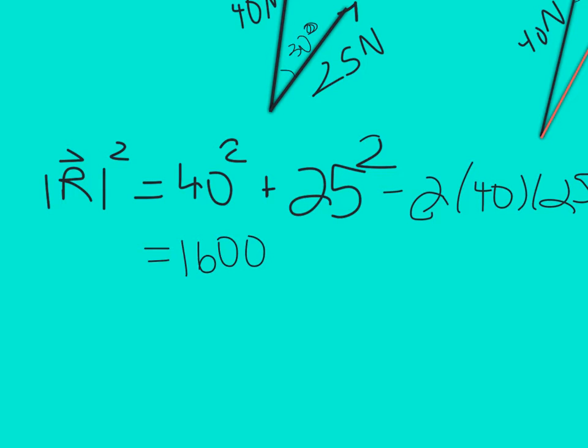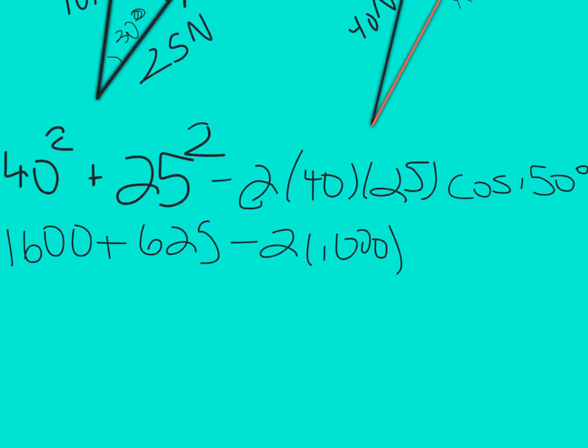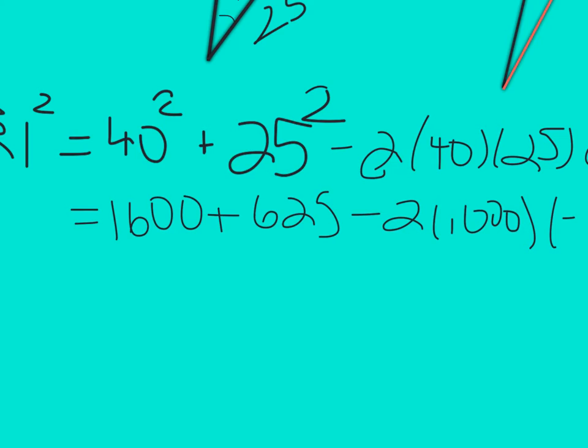So 1600 plus 625 minus 2 times 1,000, and the cosine of 150 degrees is negative root 3 over 2. So that gives us 1600 plus 625 plus 1000 root 3.